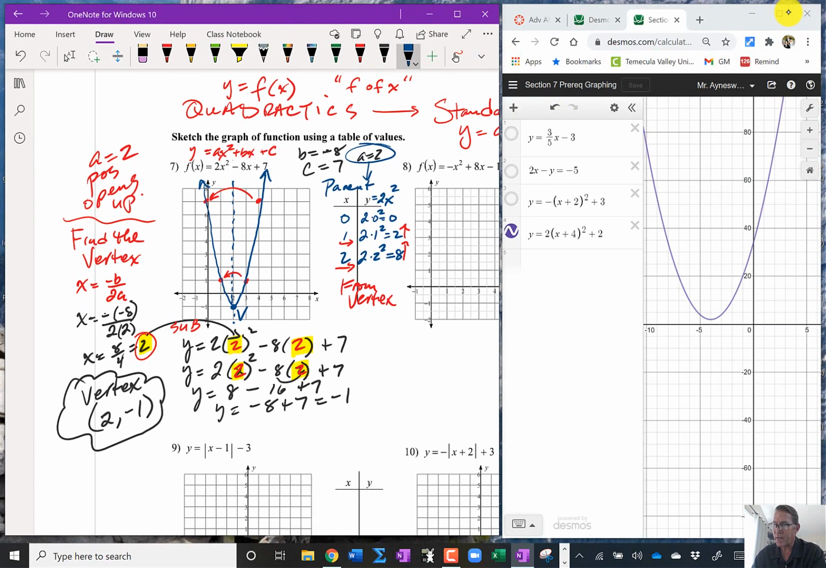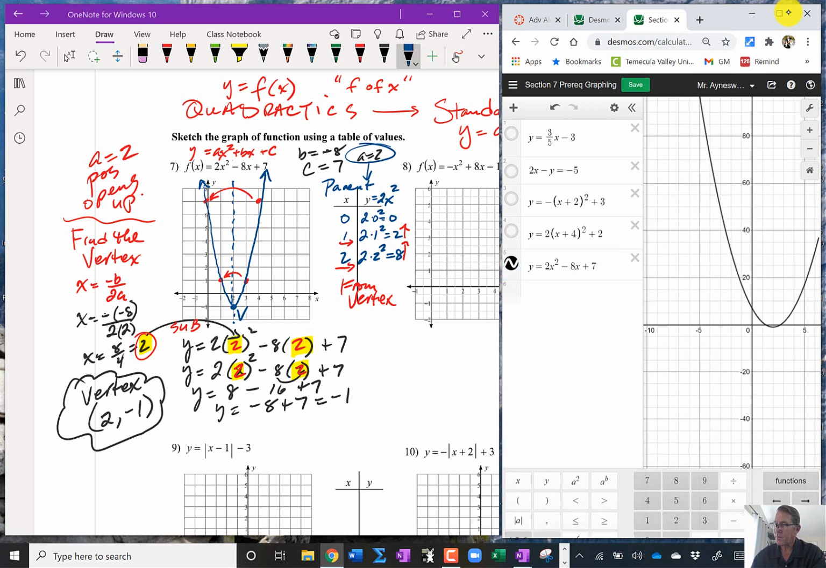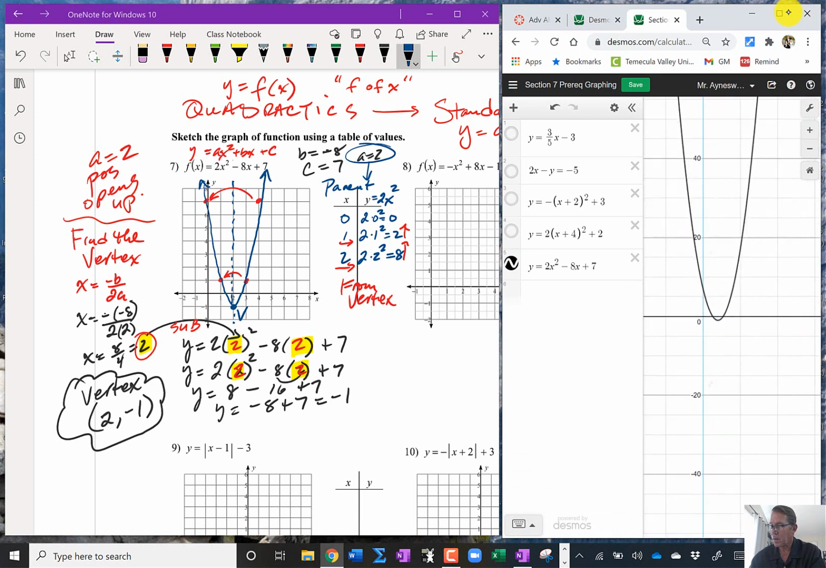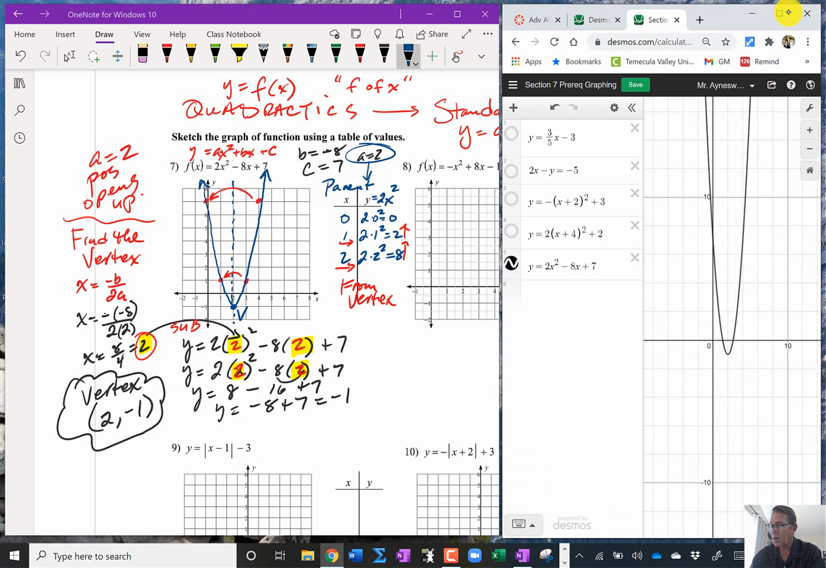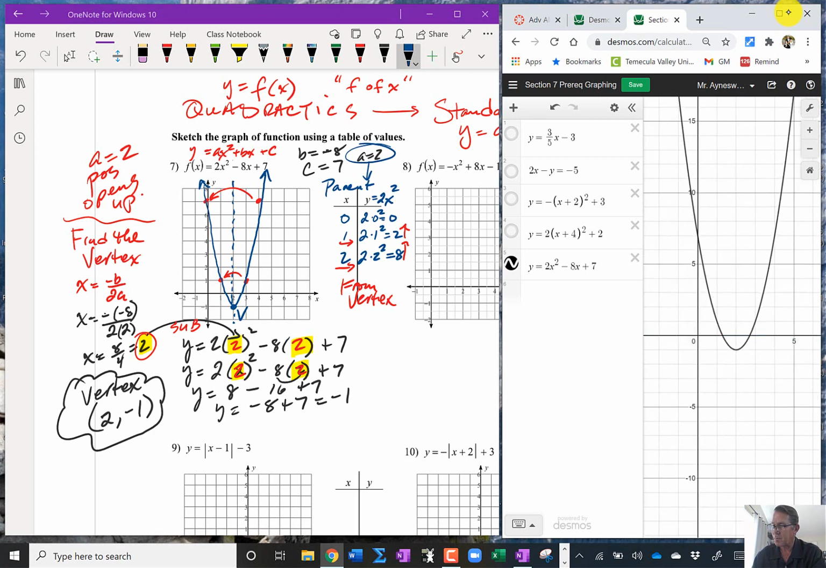Okay, so let's do that. So deselect the previous one, enter the new one in. So y is equal to 2x squared, minus 8x, and then a plus 7. So you just adjust your scale so you can see it.